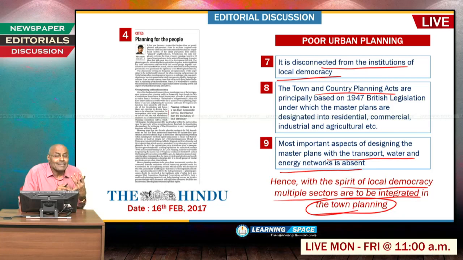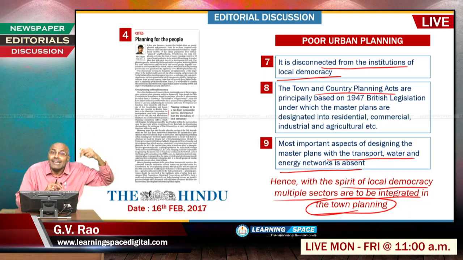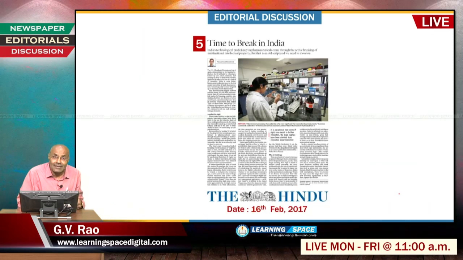Third thing is, metropolitan areas must be planned in such a way as to take care of future generations, and the integrated plans must take note of transport, water and energy networks. Right. So, this is all about this article, and look at the last one. Time to break in India.